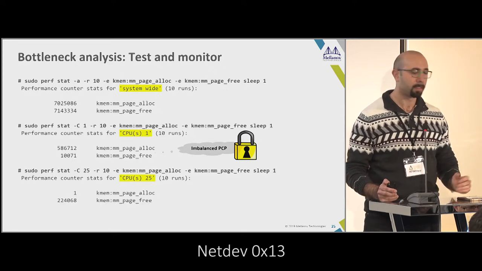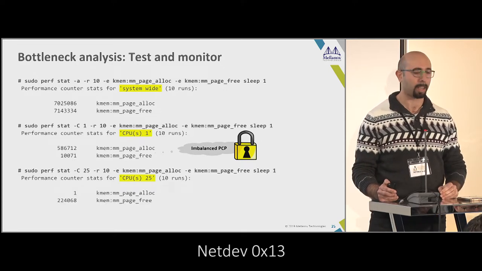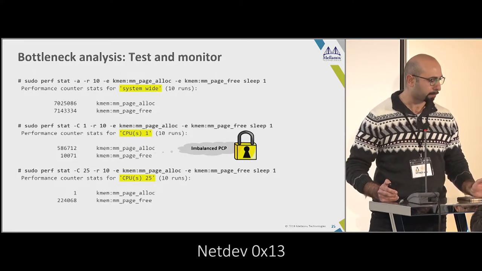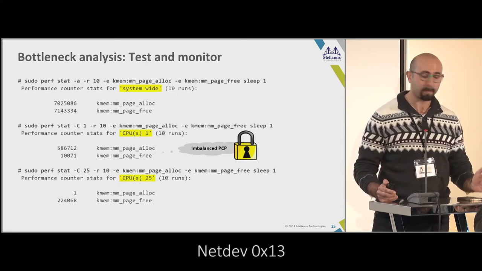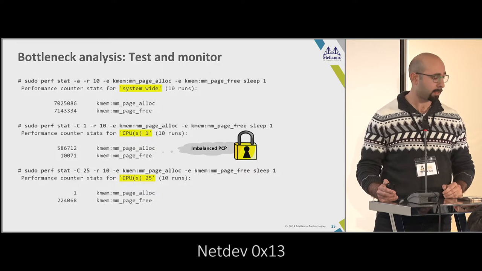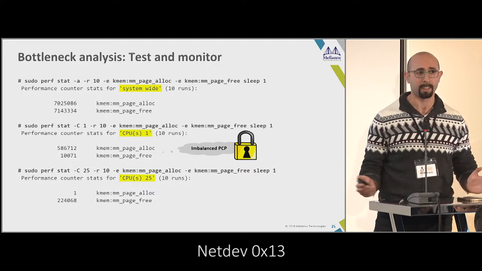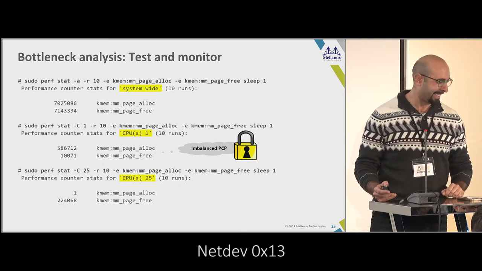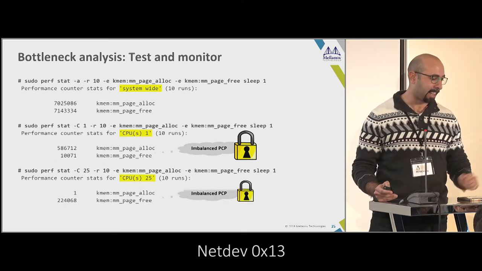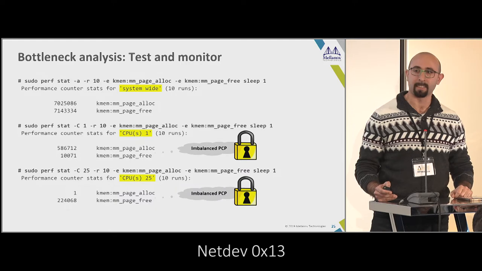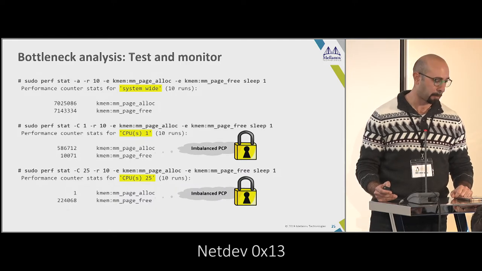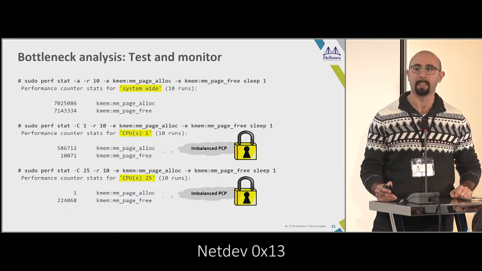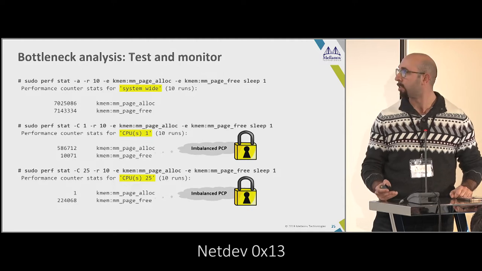Another core represents the other type of cores. It only frees pages. There's one page allocation that I need to figure out where it comes from. But yeah, it's an imbalanced PCP, and it also needs to access the zone under the zone lock.